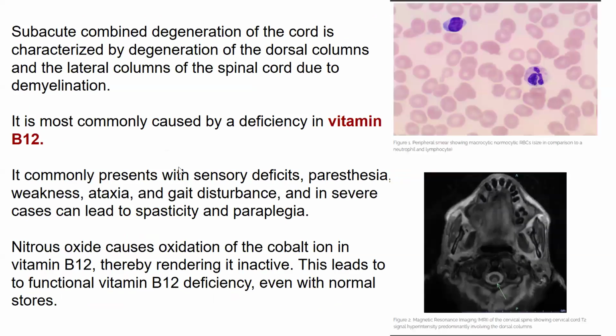So don't do NANGs, because NANGs actually cause the degeneration of your B12. So it causes you to have inactive B12, and low B12 causes degeneration of your spinal cord, specifically the dorsal column. And if you remember from neuroanatomy, the dorsal column is responsible for proprioception. So that patient had the gait disturbance and the ataxia. Because of the low B12, it will also cause macrocytosis.